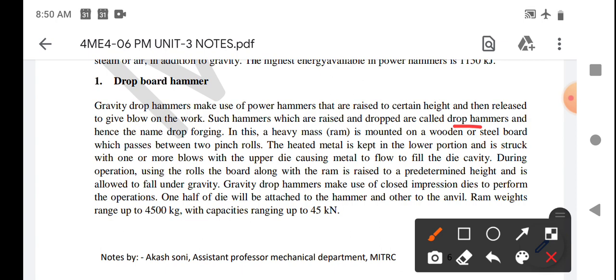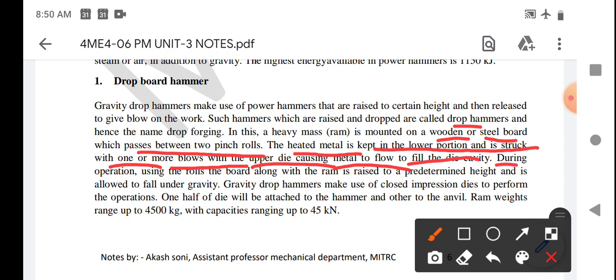In this, a heavy mass ram is mounted on a wooden or steel board which passes between two pinch rolls. The heated metal is kept in the lower portion and is struck with one or more blows with the upper die, causing the metal to flow to fill the die cavity. During the operation, using the rolls, the board along with the ram is raised to a predetermined height, and this is allowed to fall under gravity. The gravity drop hammer makes use of a closed impression die to perform the operation.